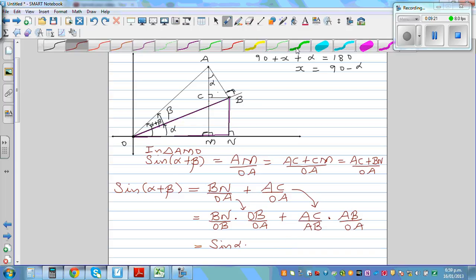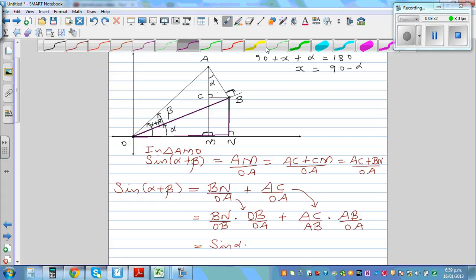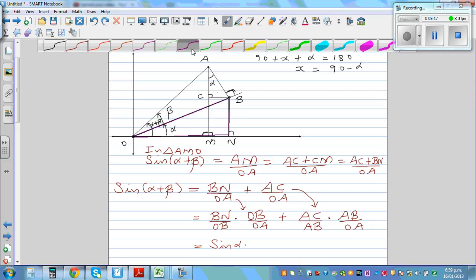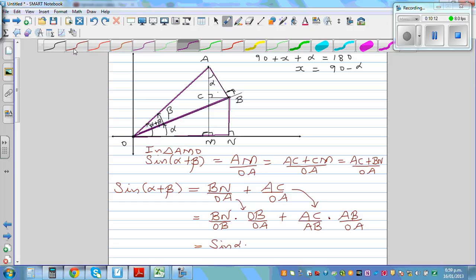Let me use a different color, since I'm using the same color. For some reason this is not working, so let me use red color. Hopefully this will work. I'm talking about this triangle. In this triangle, OB is the adjacent of beta and OA is the hypotenuse. So that is cos beta. So this is times cos beta.